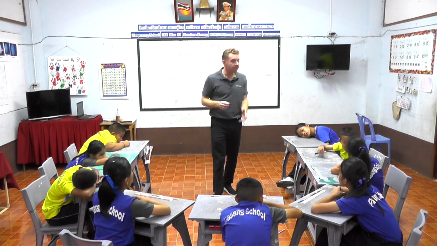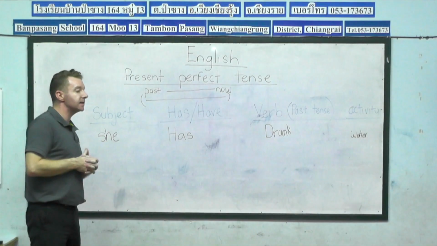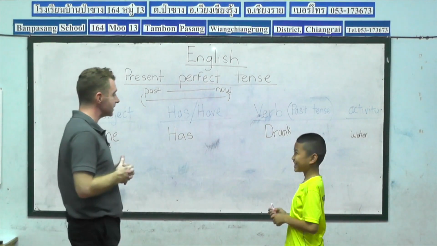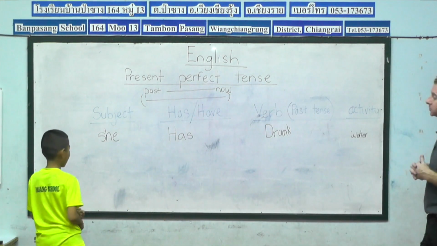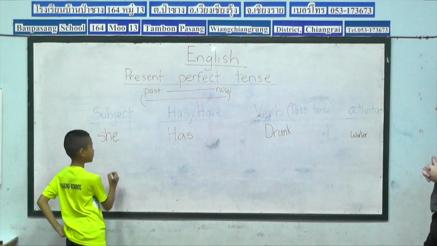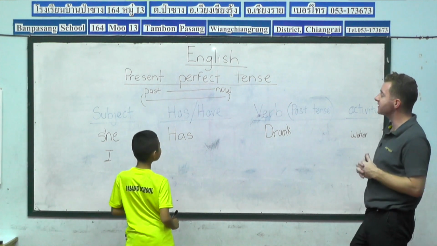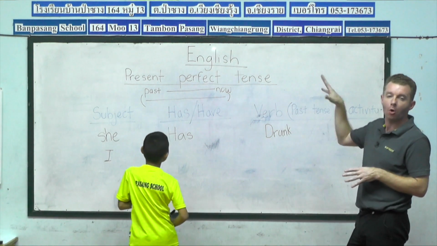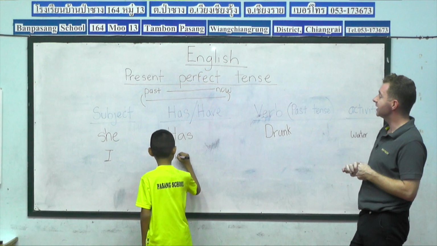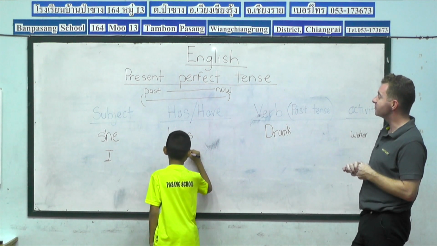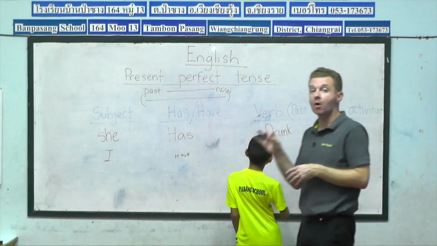Okay, so now Pangpon's turn. So Pangpon, come to the front of class. And now you can construct your sentence on the board. So who will be your first subject? Subject word. Okay, so I. Excellent. So now, if we use the word I, do we use the word has or have? I have. H-A-V-E. Excellent.